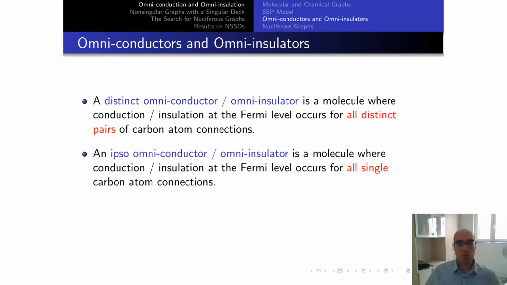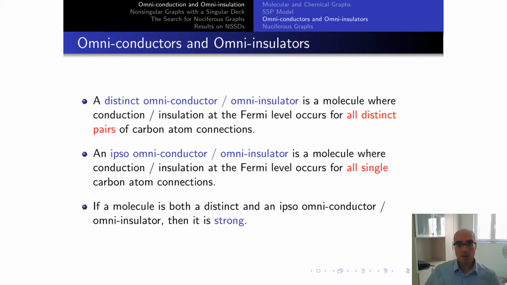When you have an ipso omniconductor or an ipso omni-insulator, you have conduction or insulation at all single carbon atom connections. Otherwise, it's the same definition as before. If we have both a distinct and an ipso omniconductor or omni-insulator, then we call them a strong omniconductor or a strong omni-insulator, respectively.